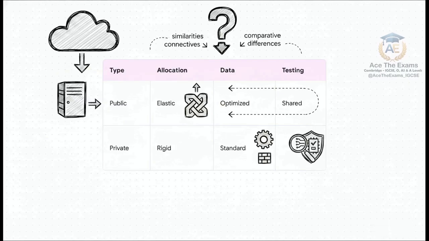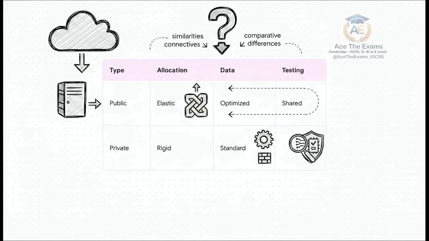Top candidates use comparative connectives. They don't just state isolated facts. They say things like, whereas public cloud resource allocation is highly elastic, it demands distinctly different data structure optimization compared to a private cloud, which offers rigid allocation but allows for much deeper native testing rigor. You absolutely must identify similarities and differences, and you have to support each single one with evidence from the data.